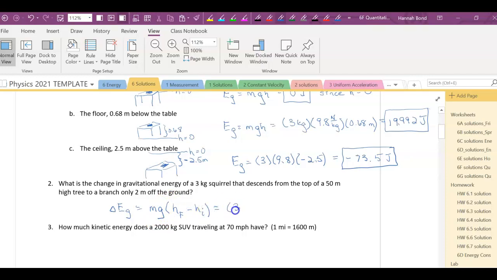Okay, the mass is 3 kilograms, g is 9.8, and here the final height is 2 meters, but the initial height was 50. And so the change in gravitational potential energy is going to be negative 1,411.2 joules.